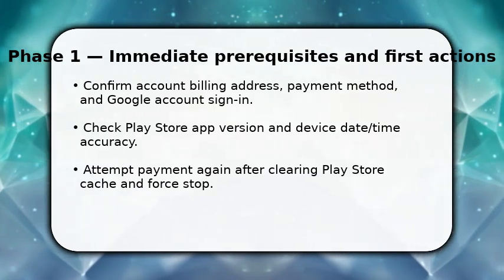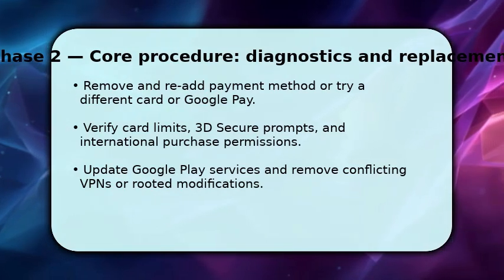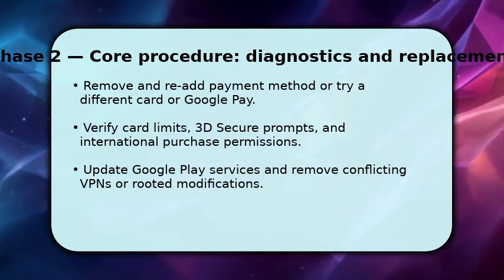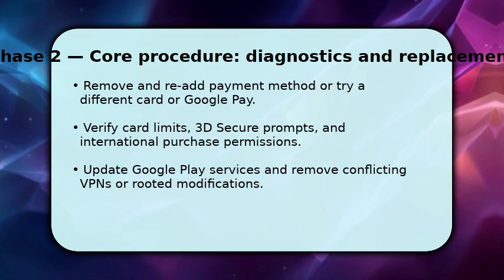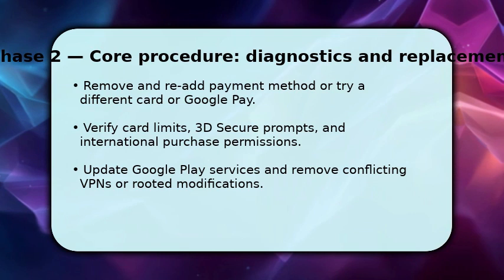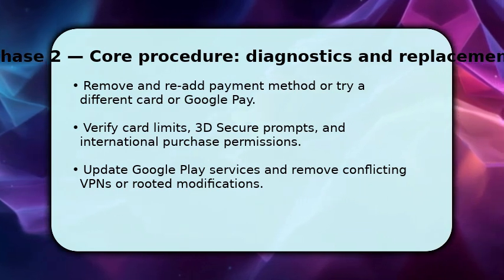If the retry fails, remove and re-add the payment method. You can also add a different card or use Google Pay. Check with your bank for 3D secure prompts or holds and confirm international or online purchase limits. Banks often block unfamiliar transactions.